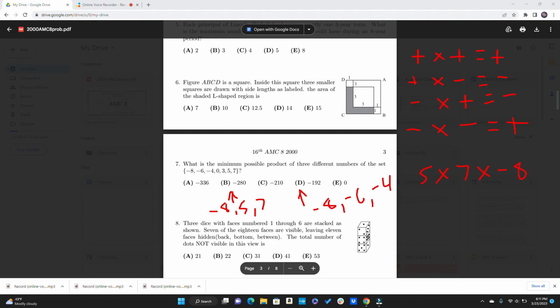So in order to get negative 336, we'd have to use numbers that either won't be negative in this system or aren't in this system. So that doesn't work. So our answer is B, negative 280.